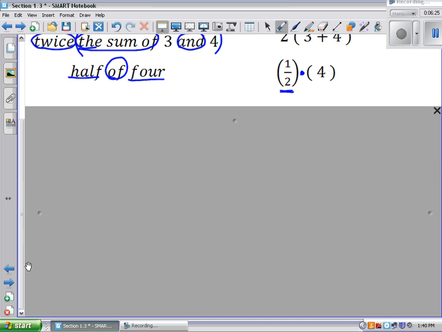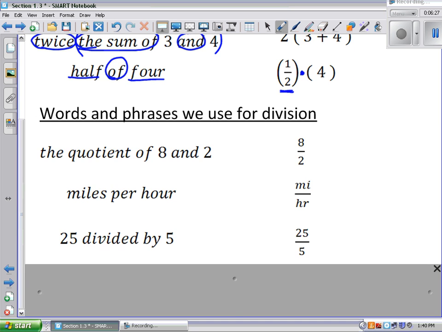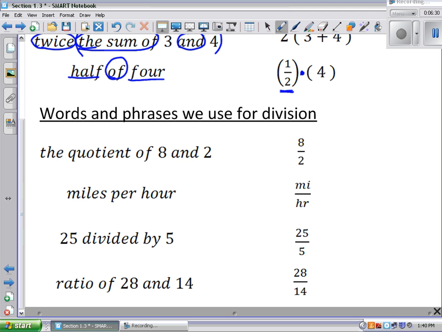Next, we're going to talk about the words and phrases we use for division. The quotient of, and. That tells you where you're dividing. 8 divided by 2.